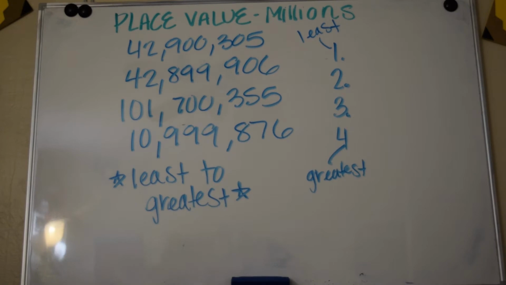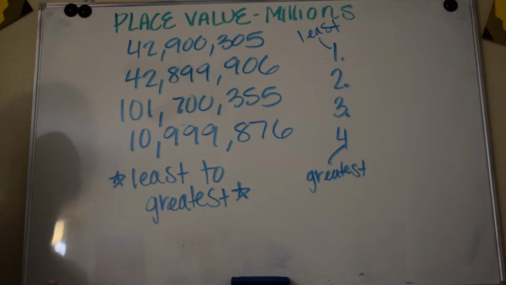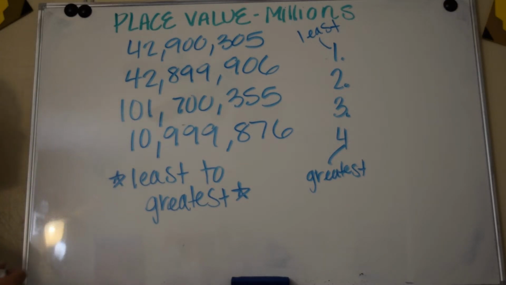So what I would do is first look at all of those numbers and read them out loud to yourself. We have 42,900,305, 42,899,906, 101,700,355, and 10,999,876. So you might have heard some numbers that sound the same, but we always start to the left.